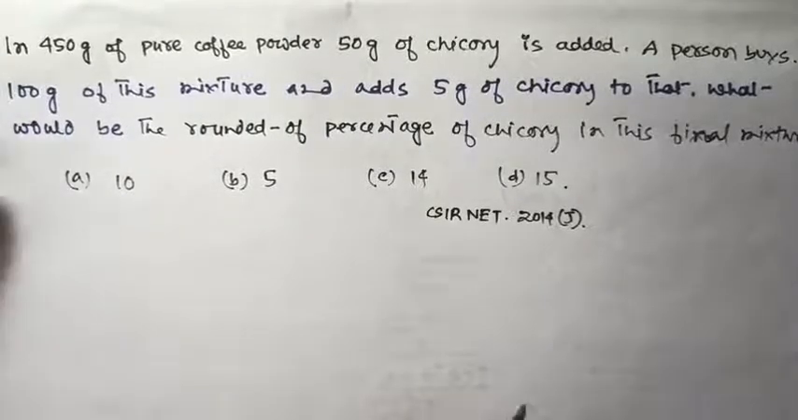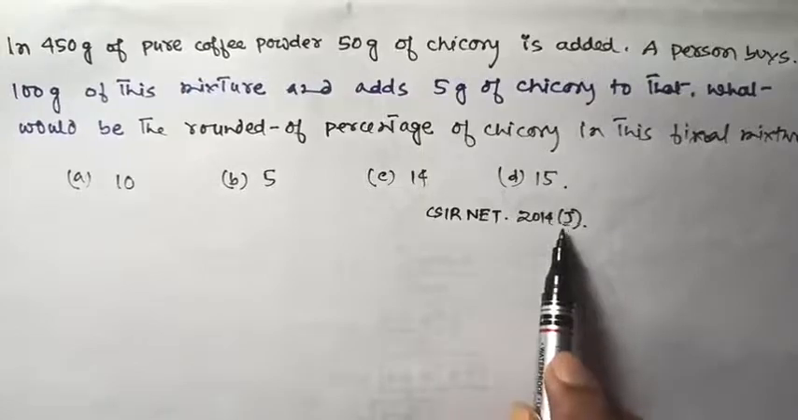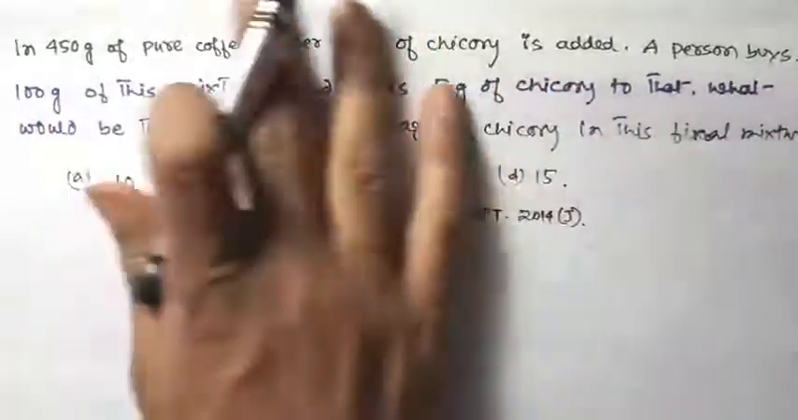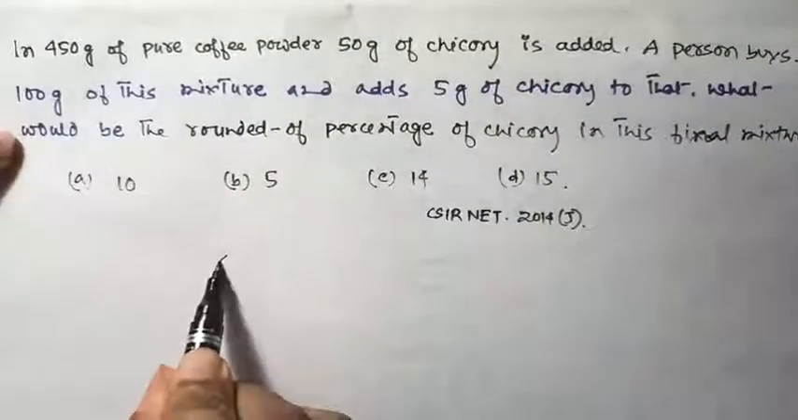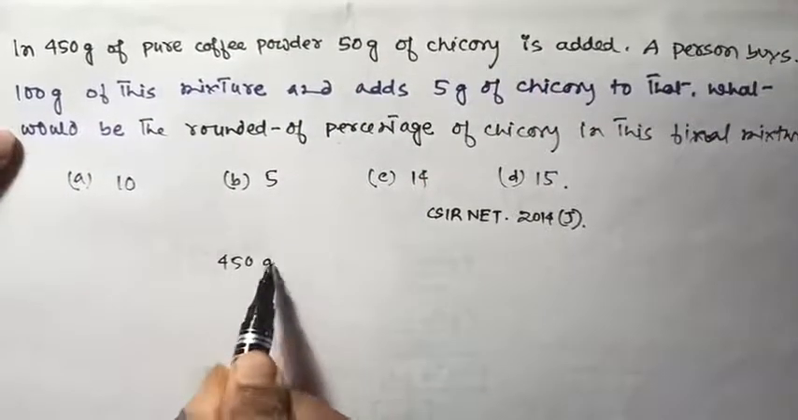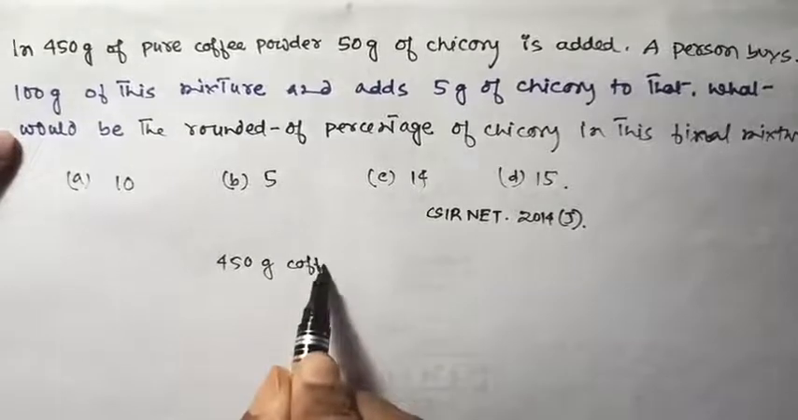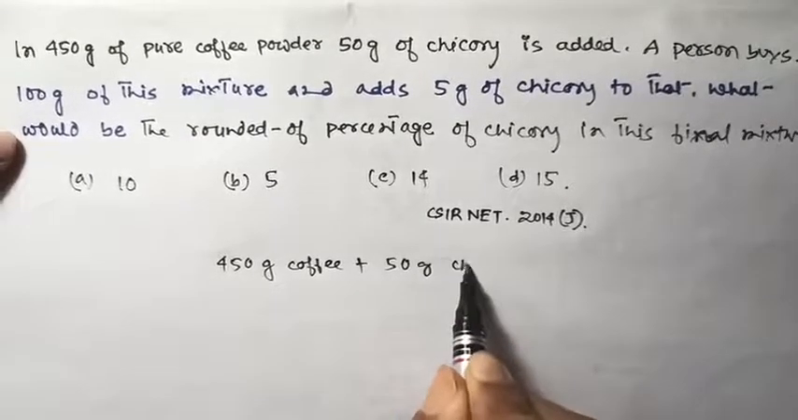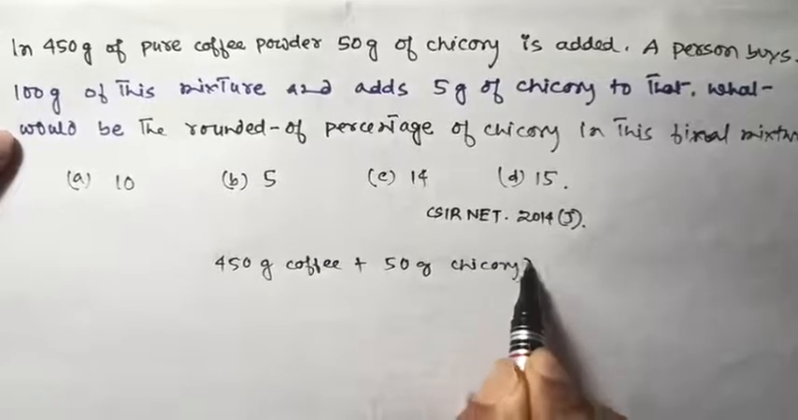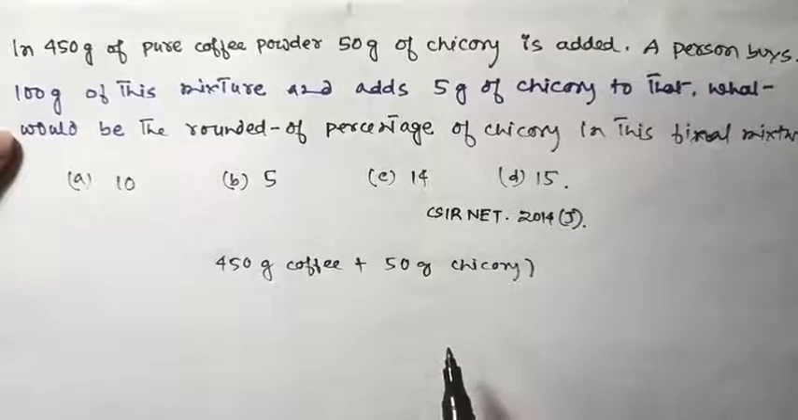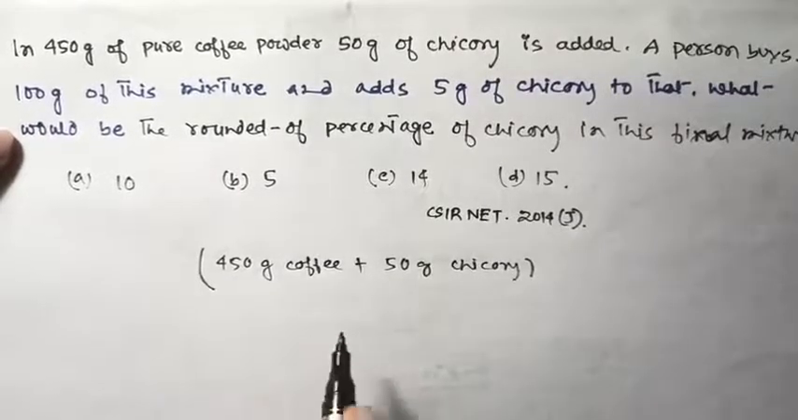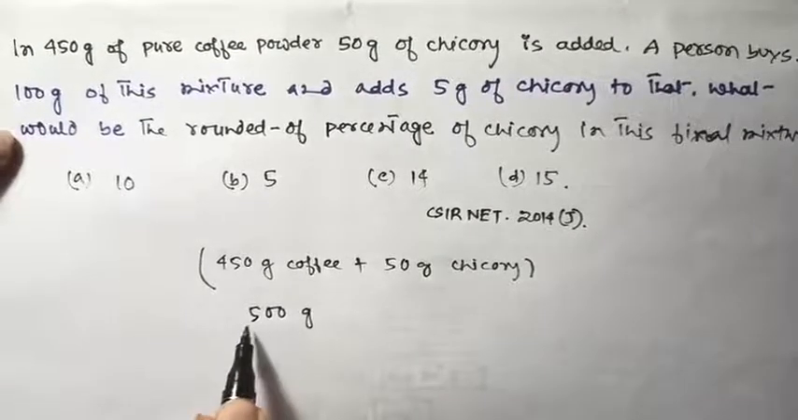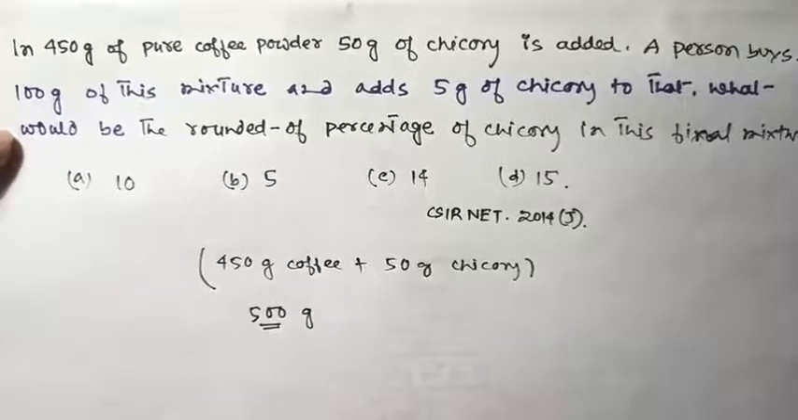This question was asked in CSIR NET 2014 in chemical science in the June session. The question says that 450 gram of coffee and 50 gram of sesori are added, and a mixture is made, and this mixture weighs about 500 gram.